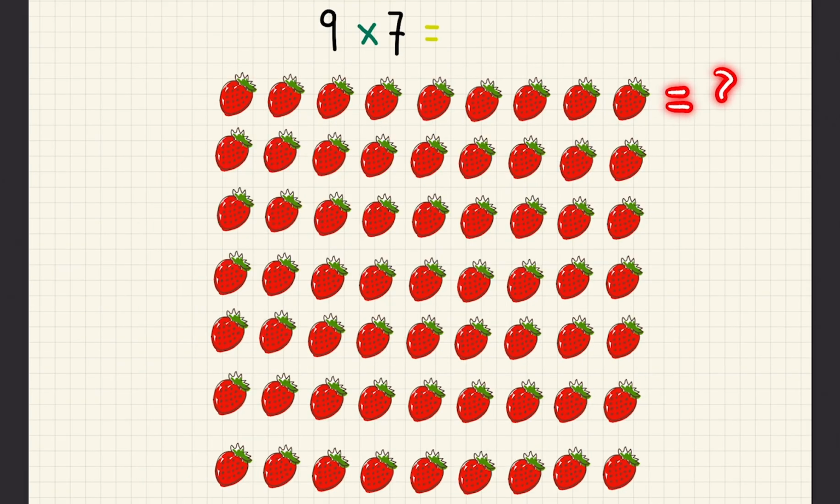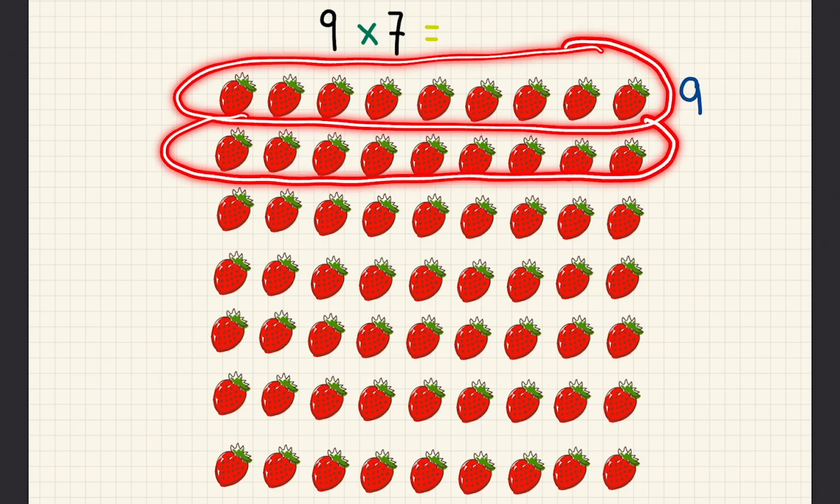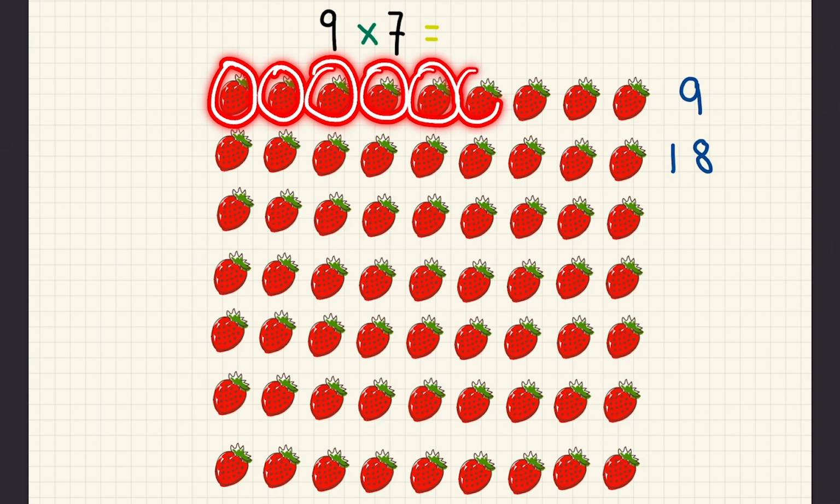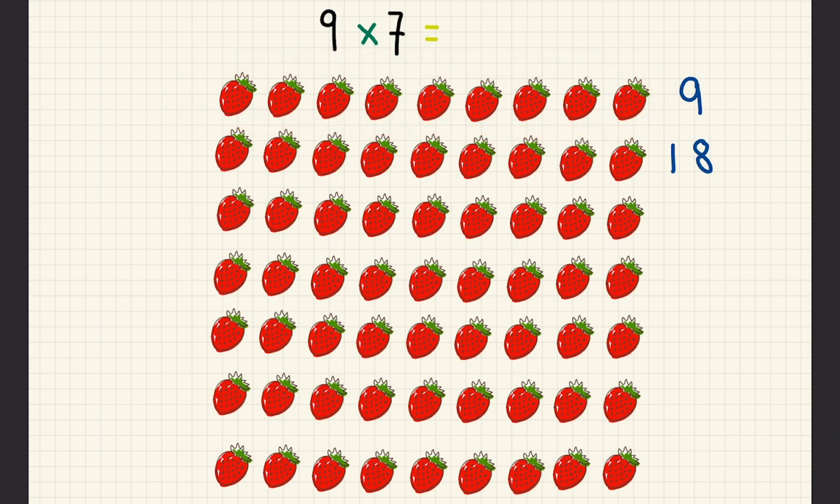How many strawberries are in group 1? That's right, it's 9. How about group 1 and group 2 together? Good job, it's 18. Now, because we have 7 groups of strawberries in total, we would have to include the rest of the groups. Let's count the number of strawberries that are on the side. 1, 2, 3, 4, 5, 6, 7, 8, 9. There are 9 strawberries on this side, which makes one group of strawberries.